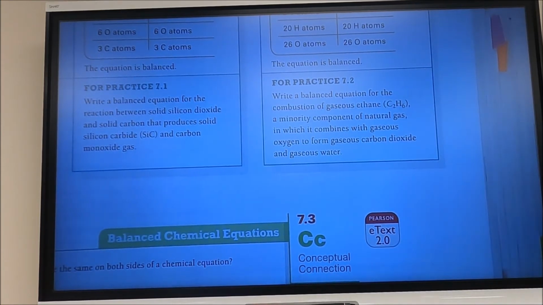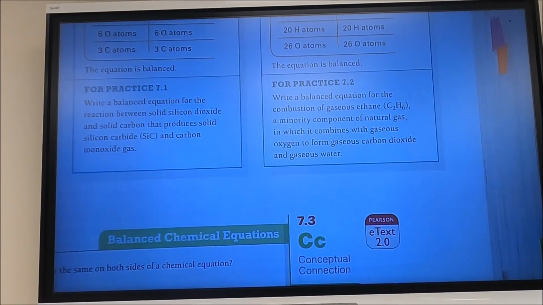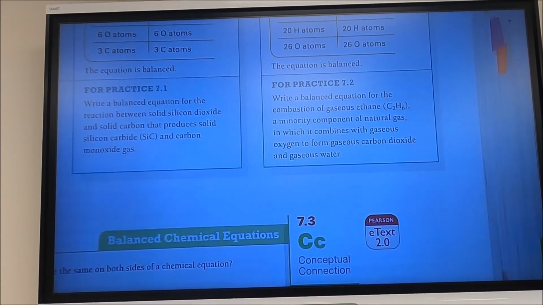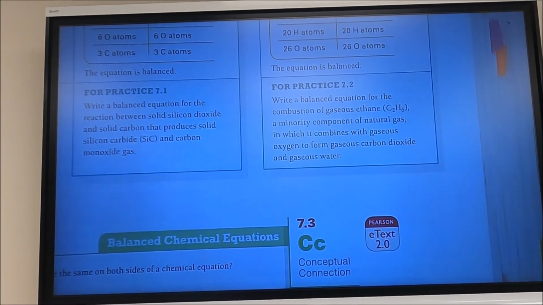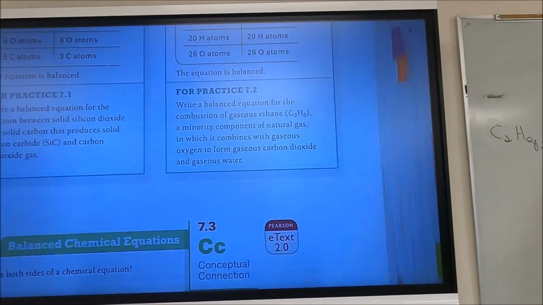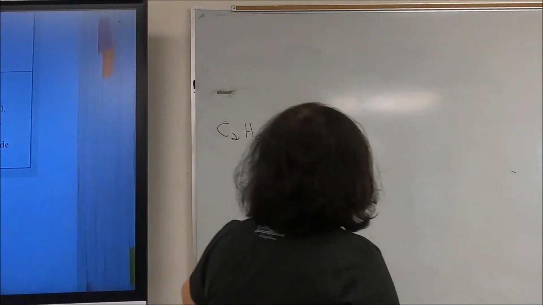We're doing the combustion reaction of C2H6, a minority component of natural gas, in which the gas combines with oxygen to create carbon dioxide and water.